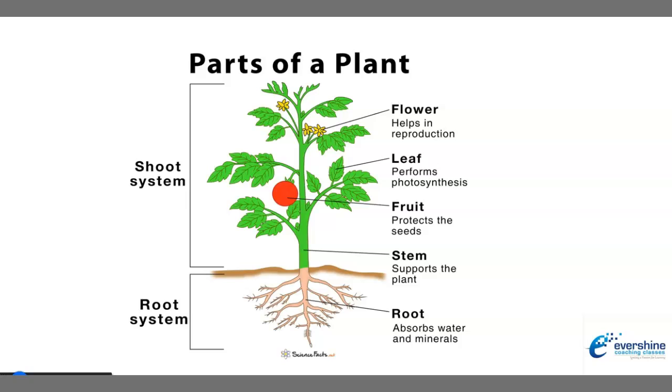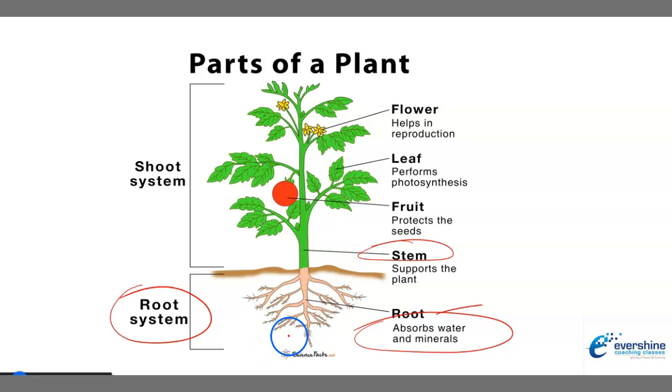Children, first let us understand the parts of a plant. What exactly do we call this below part? This is called the root system. In the root system we can see the branches of roots. What is the function of the root? It absorbs water and minerals. That is the major function of the root. Above the roots, what will come? The stem. What is the function of the stem? It supports the plant.